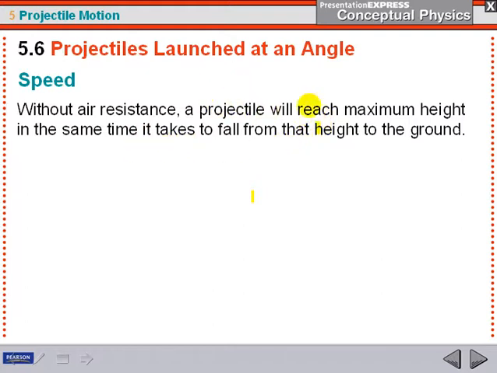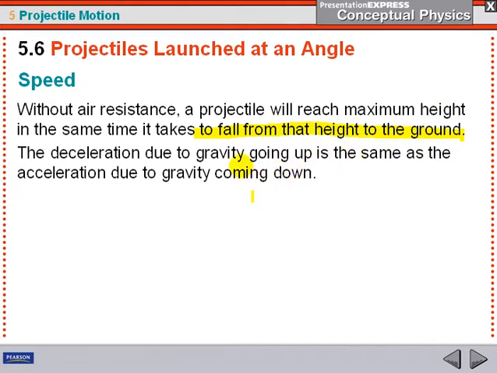Without air resistance, a projectile will reach maximum height at the same time it takes to fall from that height to the ground. Well, that makes sense. If you remember the last chapter, we just threw the object straight up and down. It reached maximum height at the same time it takes to fall from that height. The time going up is going to be equal to the time going down. And that's because the acceleration of gravity is the same going up as it is going down.